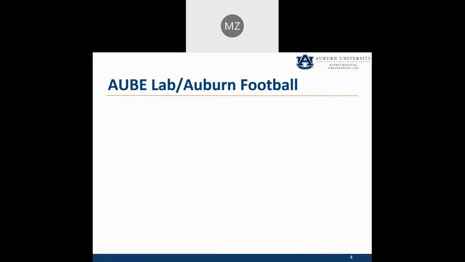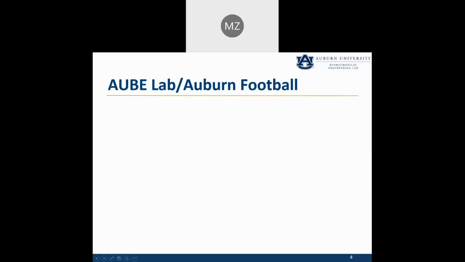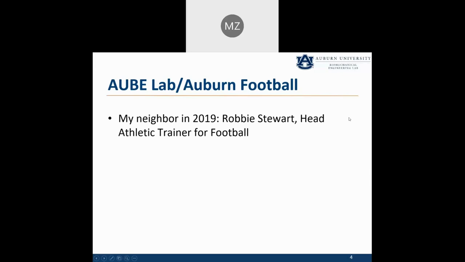So now a little bit about the relationship between the lab, myself, and Auburn football. I formed the lab in 2016, so by 2019 the lab was a few years old. By luck or happenstance, my neighbor at the time was the head athletic trainer for Auburn football. His name's Robbie Stewart. Robbie knew a little bit about what my lab did. He knew enough to call me and ask me for help, because that's exactly what he did when he had an injured wide receiver named Anthony Schwartz.